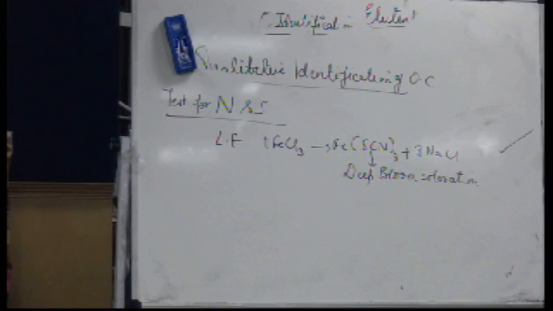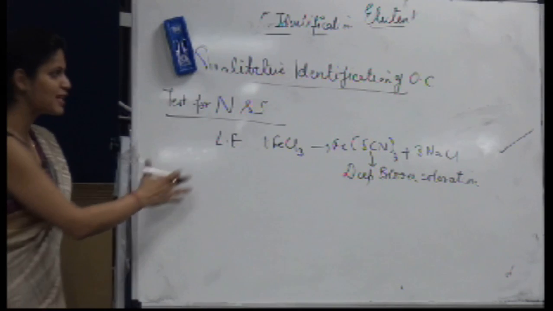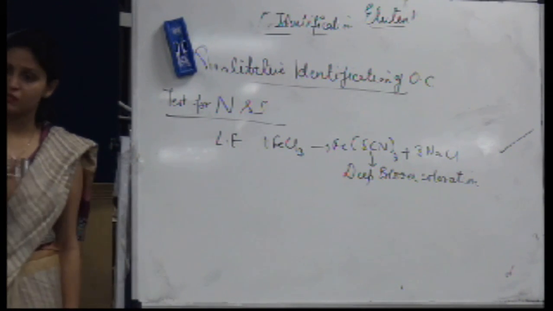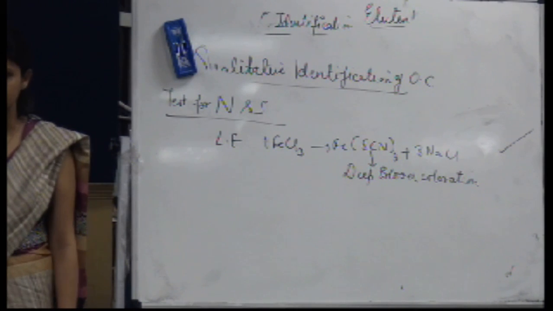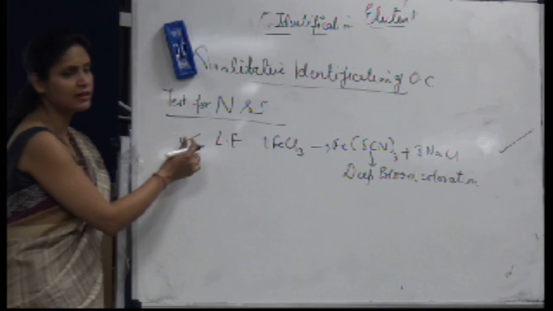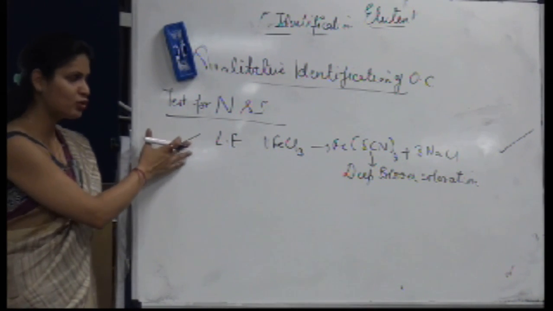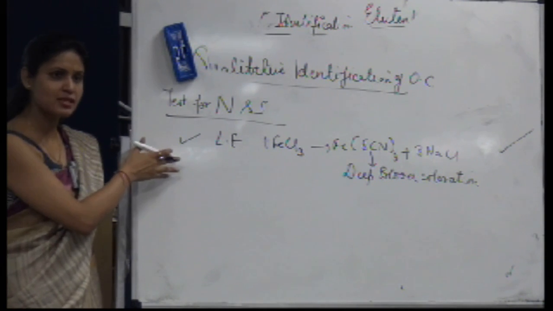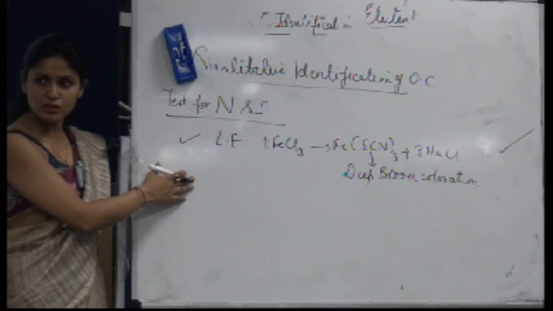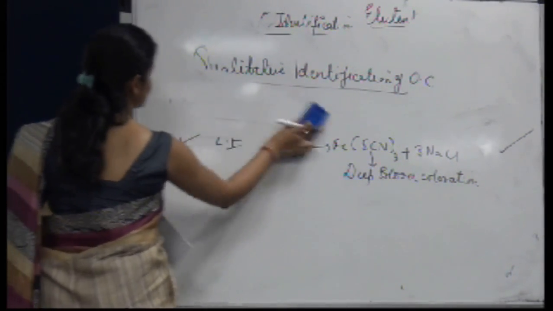So this test was way simpler than the individual nitrogen and sulfur tests. But sometimes this test can be negative. What is the reason? Maybe sulfur is not present or nitrogen is not present. If nitrogen and sulfur both are present, then only in that case would this test be positive. If either nitrogen or sulfur is absent, then this test would be negative. Understood? This is the possible reaction. Next we have the test for halogen.